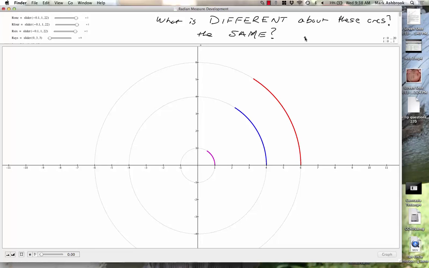As many things as you can think of. Okay, so color is off the table. Of course, colors are different. I'm talking about as objects in this image, thinking mathematically, as many things that you can think of that are different about those 3 arc lengths, and what's the same about those 3 arc lengths. Okay, go.